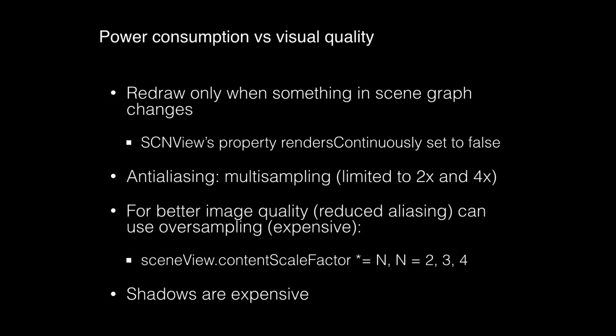Also, anti-aliasing affects power consumption. There are two options in SceneKit and in Metal on iOS. Multisampling is limited to 2x and 4x, which is not enough to completely eliminate aliasing, and aliasing is still present in high-frequency visual content. To achieve better image quality, one can use oversampling, but it's very expensive. One can add oversampling by setting the content scale factor of the scene view to a value of 2, 3, or 4. And shadows are very expensive in SceneKit.